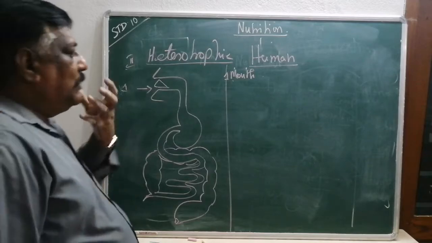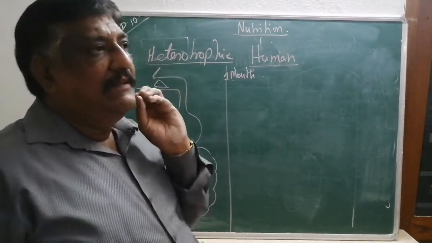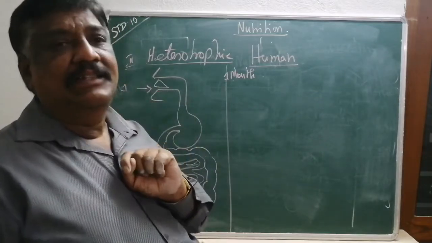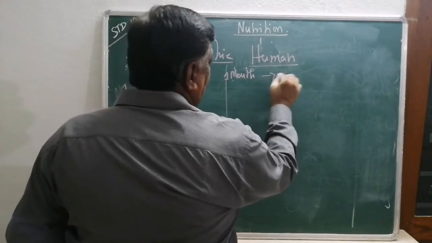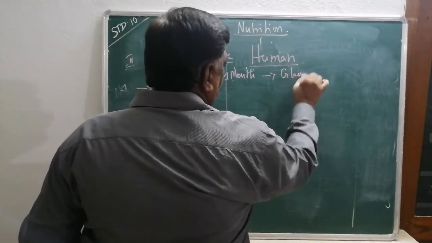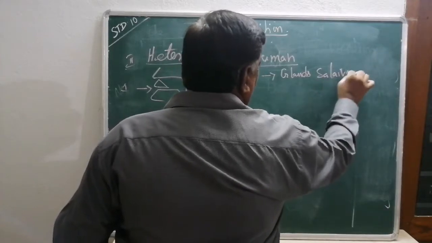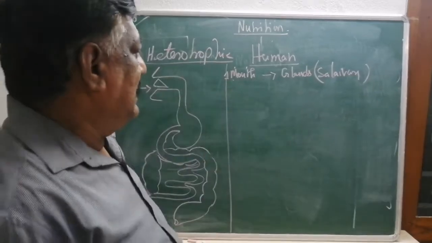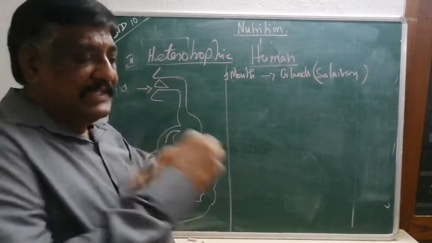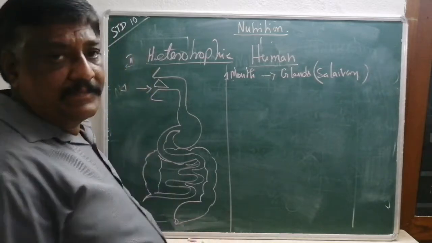The mouth has a space, the buccal cavity. It has teeth, it has a tongue, and at the base of the mouth it has glands, salivary glands, which secrete enzymes by which the food is ground and mixed with the saliva. Okay, that's the first step.